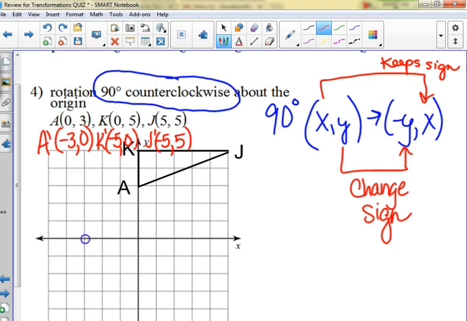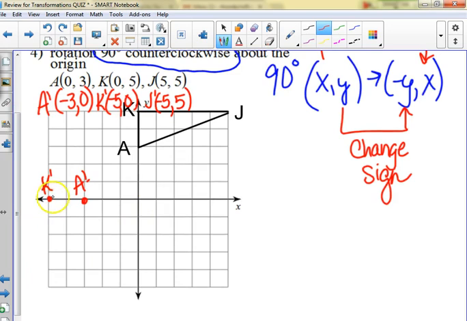So we're going left 3 and up 0 for A, left 5 and up 0 for K prime, sorry, that should be A prime, and left 5 and up 5 for J prime.